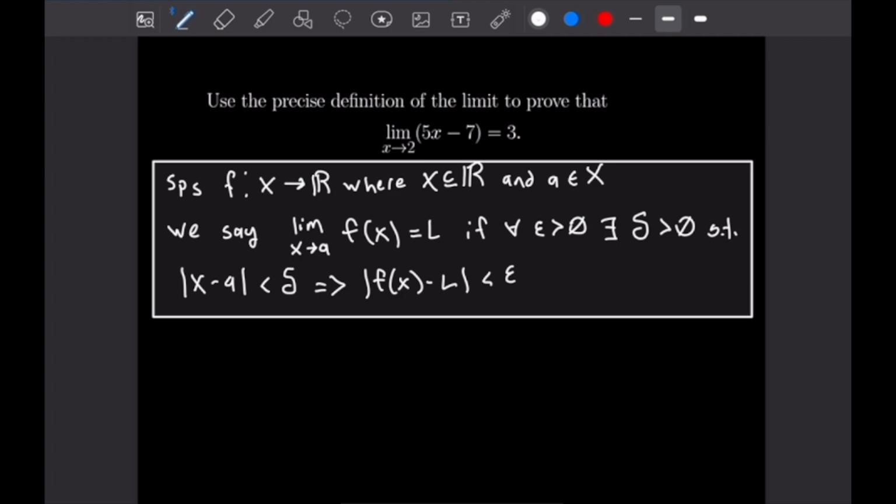So suppose we have a function f from X to R, where X is a subset of R, and we have an element a in X. We see that the limit as x goes to a of f(x) is equal to L if for all epsilon greater than 0, there exists a delta greater than 0 such that the absolute value of x minus a is less than delta implies that the absolute value of f(x) minus L is less than epsilon. So basically, in order to do this type of proof, we are trying to find our specific delta.